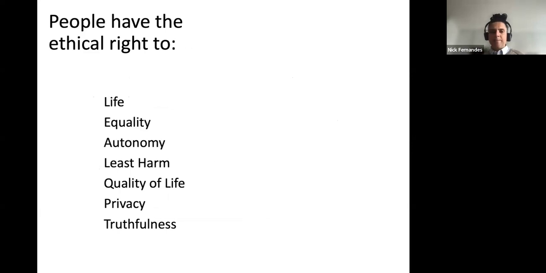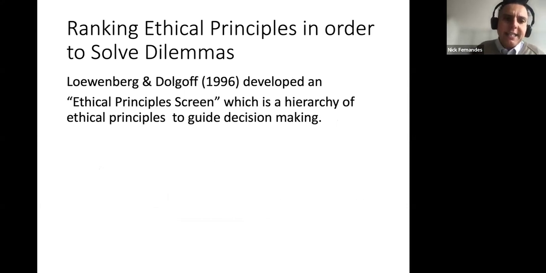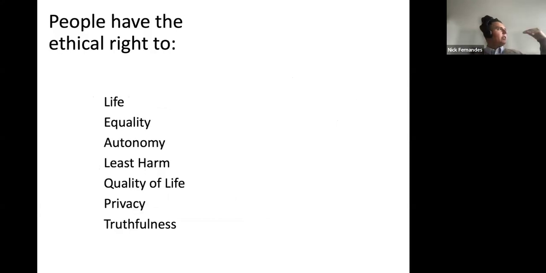All right. So let's look at some basic universal ethics. All right. So this comes from the Dolgoff study, right, in which he develops a hierarchy of ethical principles. So he said, they said, actually, it's a two-person research. They said that number one, protection of life is the most important ethical right. After that, equality. After that, autonomy. After that, the least harm, doing the least harm, then quality of life, then privacy, then truthfulness.